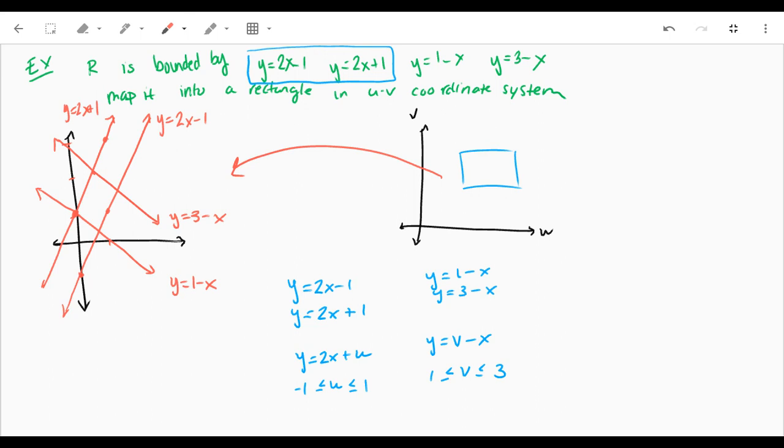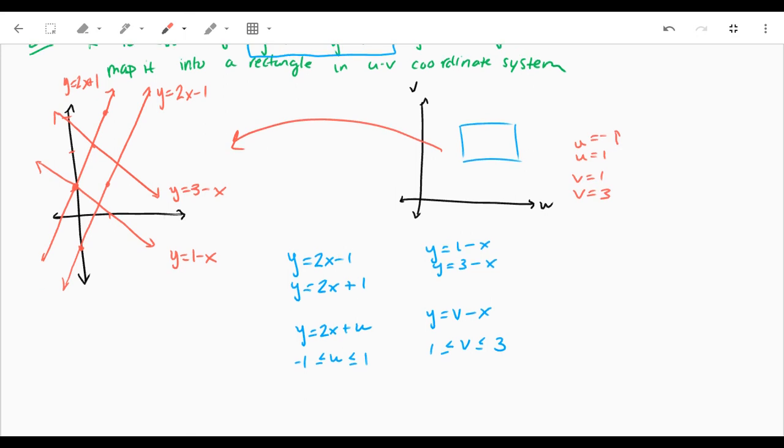We already have the rectangle in the UV plane. It's U equals 1, U equals -1, so obviously it's not to scale over there. V equals 1 and V equals 3. That is the rectangle, okay? And we're just figuring out how we mapped it onto that XY plane, okay? So where I left off was correct.